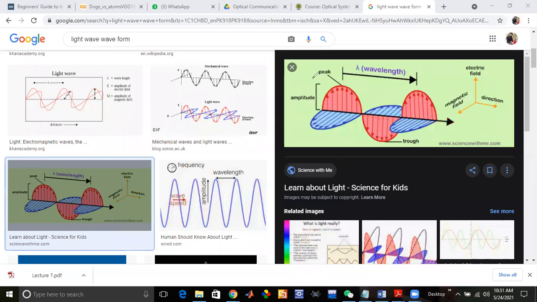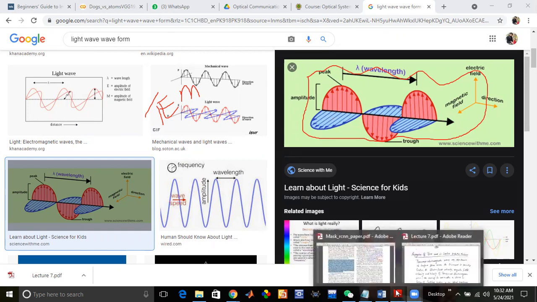So from this figure I want to explain that the light signal is a TEM signal. This is transverse, and the light is an electromagnetic signal. So this is the transverse electromagnetic wave. And so how does the light travel in a lossless medium? Here we will explain.